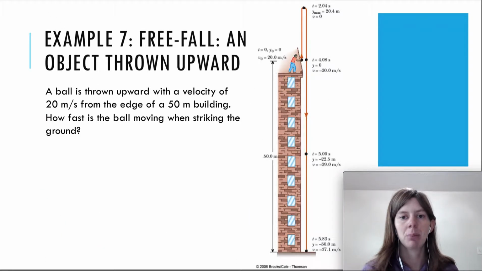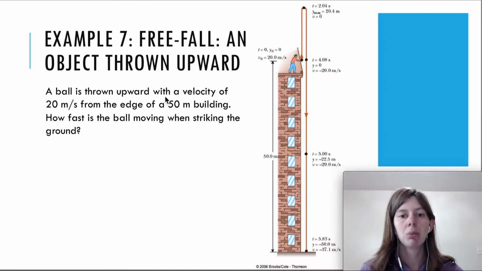Let's go ahead and do an example here. This one looks fairly complicated, but the way that I asked the problem here, it's really not too bad. There's actually many variations of this problem. So in this case, your ball is thrown upward with a velocity of 20 meters per second from the edge of a 50-meter building. How fast is the ball moving when it strikes the ground? So ignore all of the numbers that are given because in a problem they wouldn't be given to you. But you can definitely use them as reference to check yourself for this particular case.